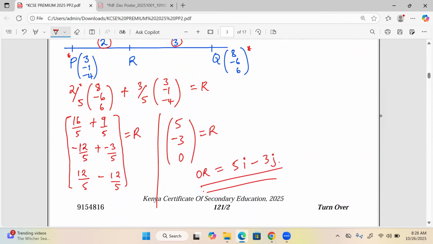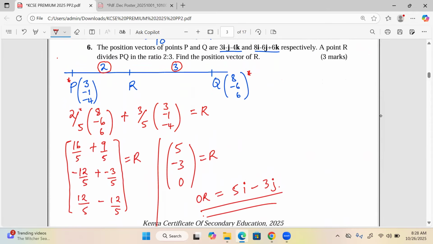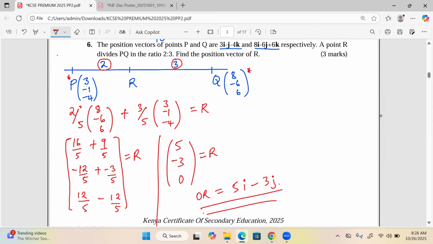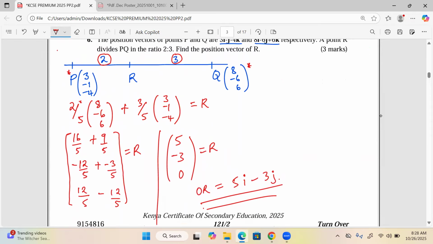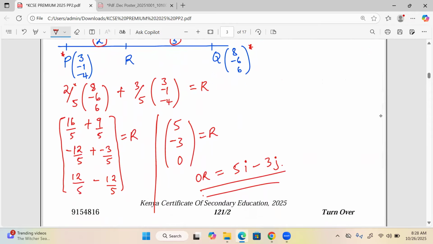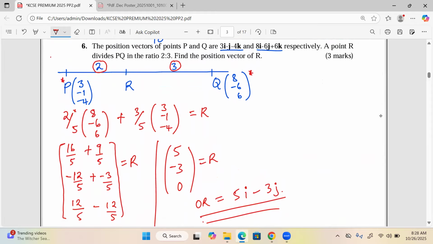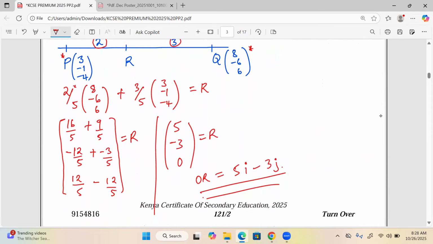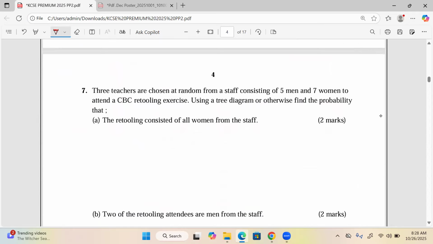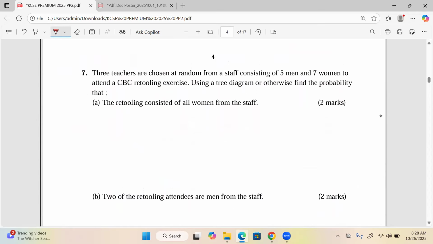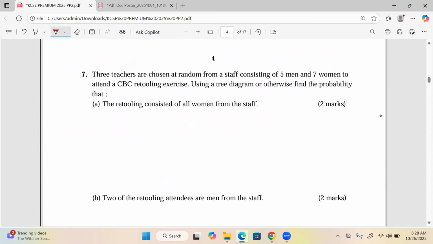You can visit more on vector 2. You can also check the cases where we do collinearity. You know, vector 2 is highly predicted this year. So we can check the proportional division of lines or the collinearity, showing that 3 points are collinear. A very simple task. Let's look at number 7.